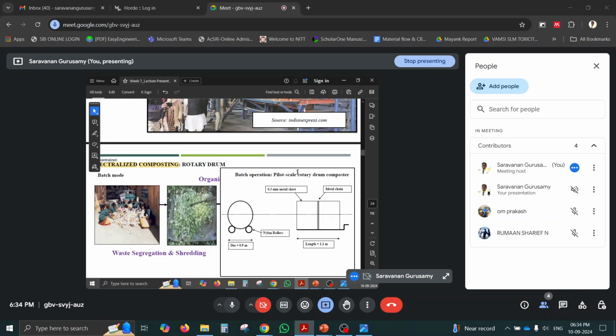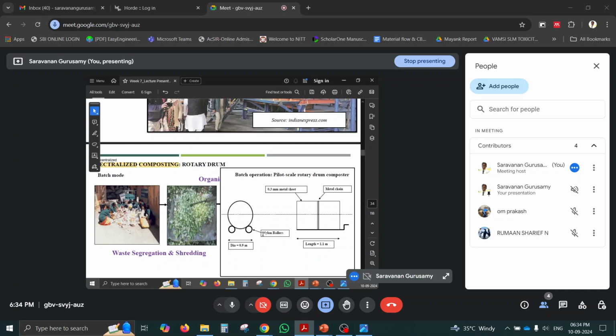Okay. Yeah, I'll show you. So share the video in the problem solving session folder. You can check. Okay. Yeah. So here you can see the decentralized composting process. How the waste is first shredded, the food waste or the organic waste first segregated and shredded.